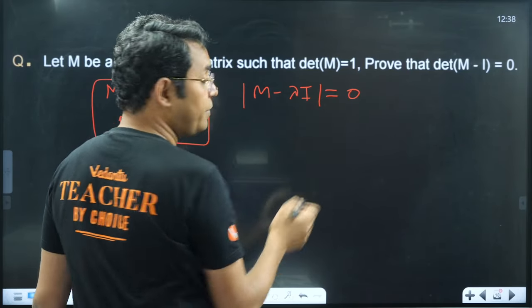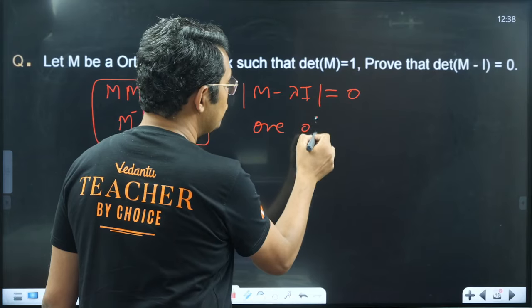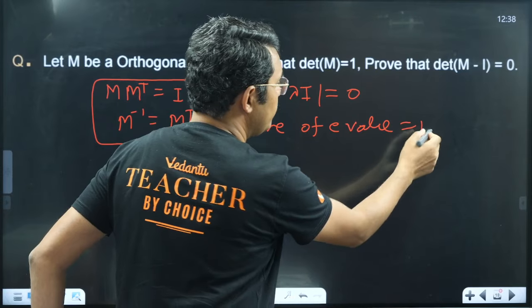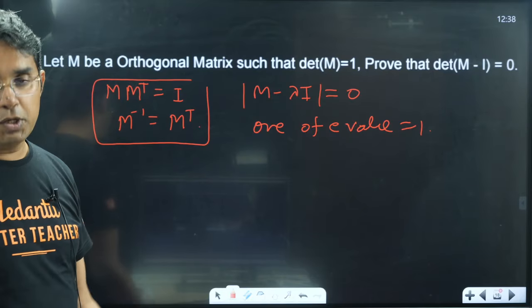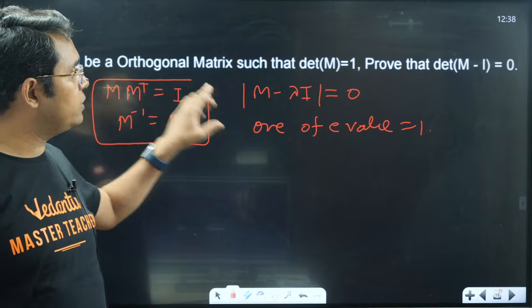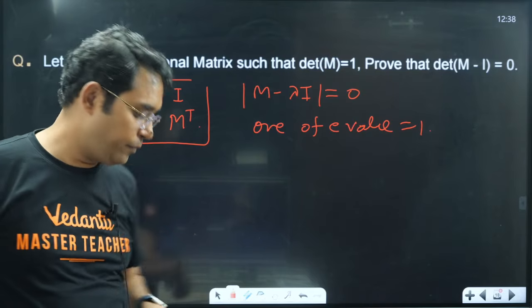Now, they are asking the determinant of M minus I equal to 0. So maybe they are trying to say to you that one of the eigenvalues has to be equal to 1, isn't it? Then only you can say M minus I determinant is equal to 0. Now let's see how we can say for an orthogonal matrix whose determinant value is 1, one of its eigenvalues will be 1. Please see.